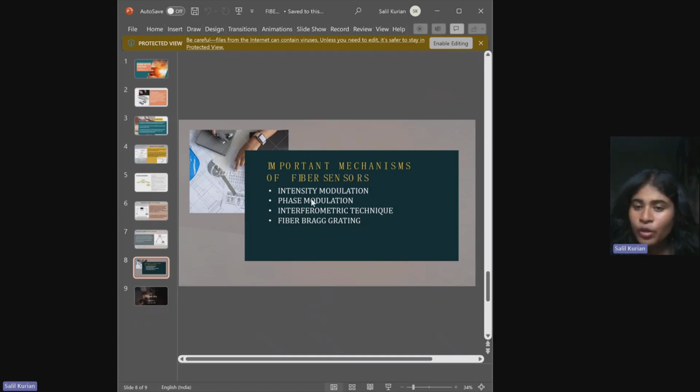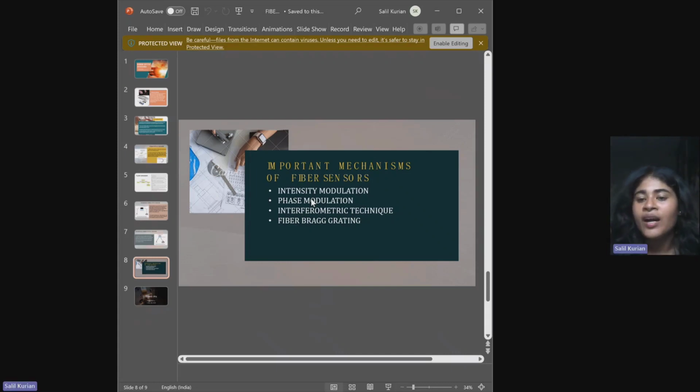The next one is phase modulation. In the phase-based modulation of a fiber optic sensor, there is a change in the phase of the light transmitted through the fiber. A change in the physical parameter induces a phase shift in the light signal. Phase shift is an angle. Usually the light refracts at 60 degrees, but if there's a phase shift, it can be plus 5 or minus 5 degrees.